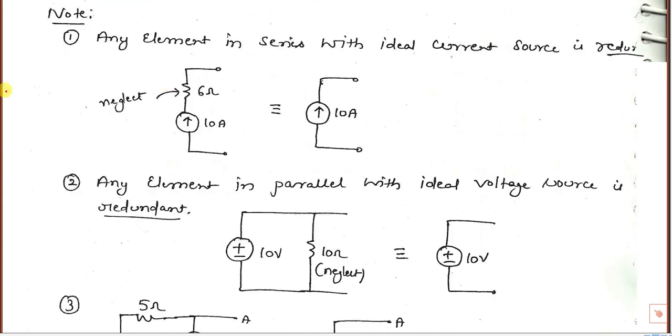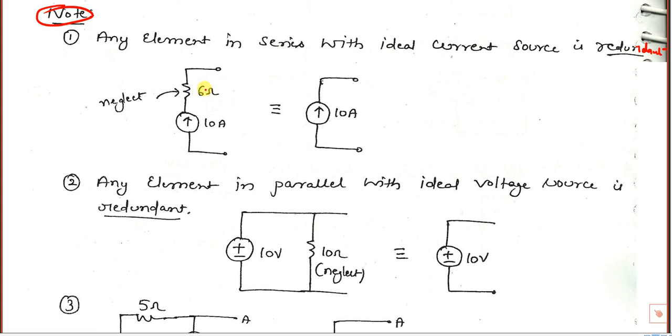And one more important point, some redundant elements are there. We have to check what those are. Any element in series with an ideal current source is redundant. Here a 10 amp source is there with a 6 ohm in series. It is a redundant element. So we can just ignore, neglect, and remove it, and you have to write short circuit. Don't write open circuit. Open circuit means current becomes zero. You have to write short circuit, just remove it, because in series current remains the same.